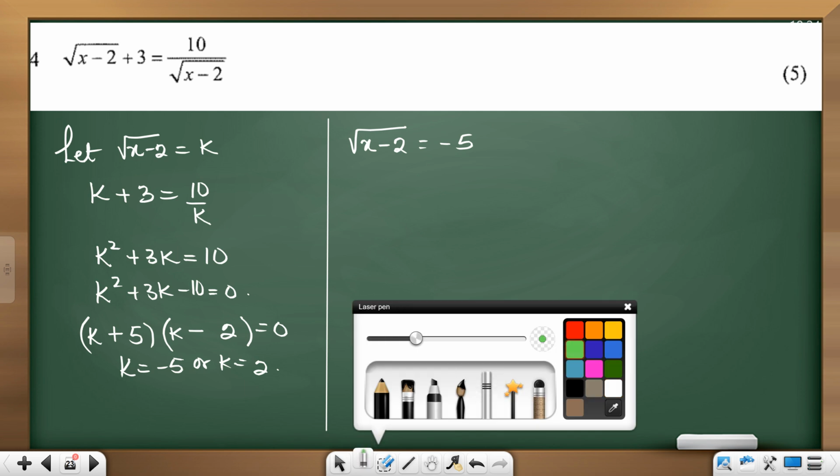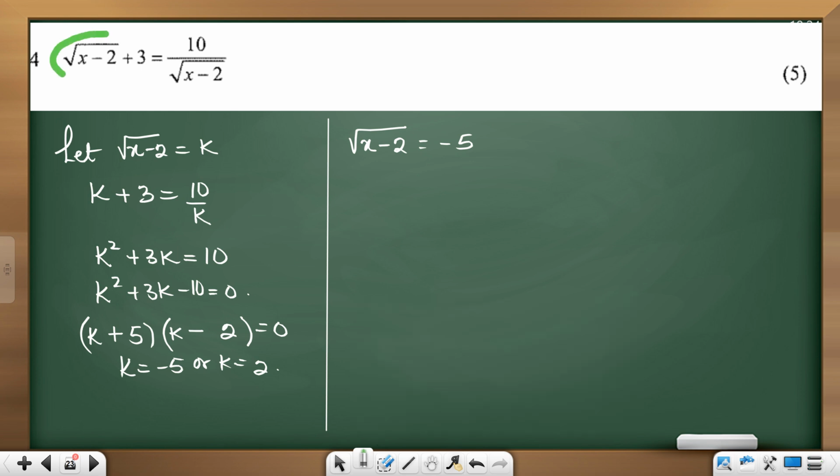All right, I said we use k to make sure that the presentation becomes easy. I see that this might give me a problem. Hence, let root of x minus 2 be equal to k. Anywhere I see that, I'm going to put a k. K plus 3 equals 10 over k. Are you okay, Ritabile? Thank you, sir. I now understand.